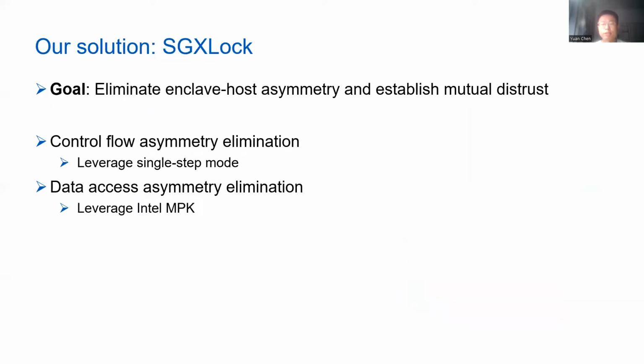In this work, we present SGXLock. The goal of SGXLock is to eliminate the Enclave-Host Asymmetry and establish mutual distrust between the enclave and the host application. To eliminate the control flow asymmetry, we leverage the single-step mode to confine the jump target of the enclave exiting to a specific location. To eliminate the data access asymmetry, we leverage the Intel memory protection key technique to confine the enclave so that it can only access a limited host application memory region.